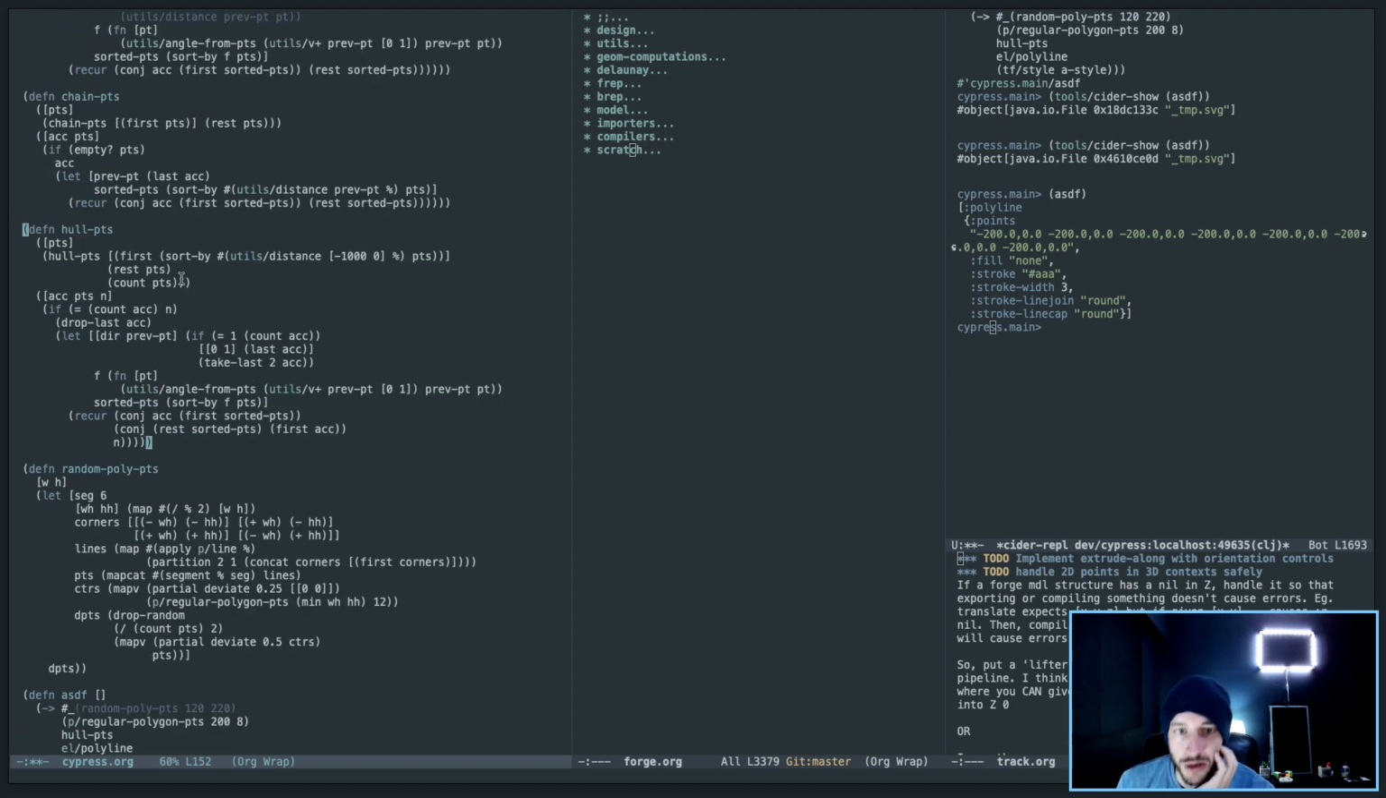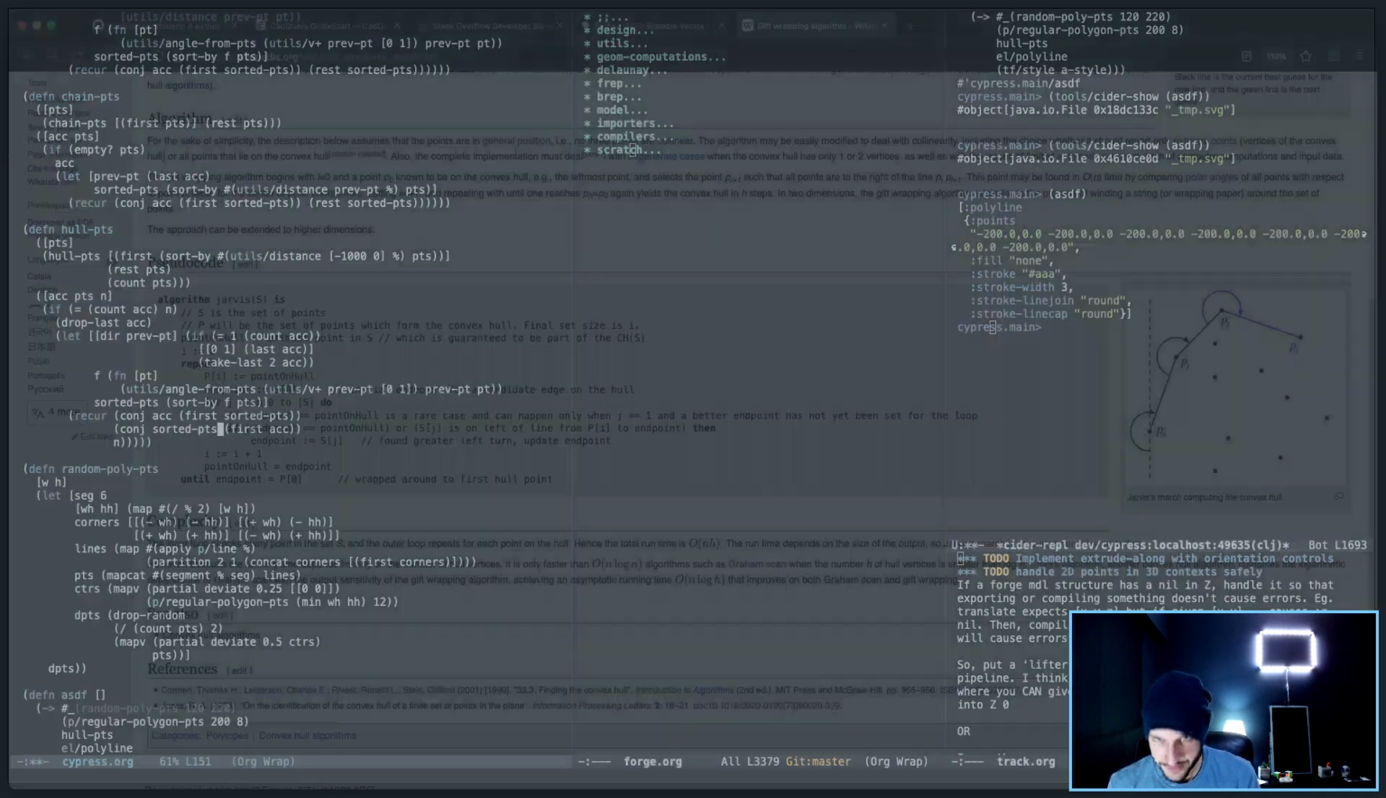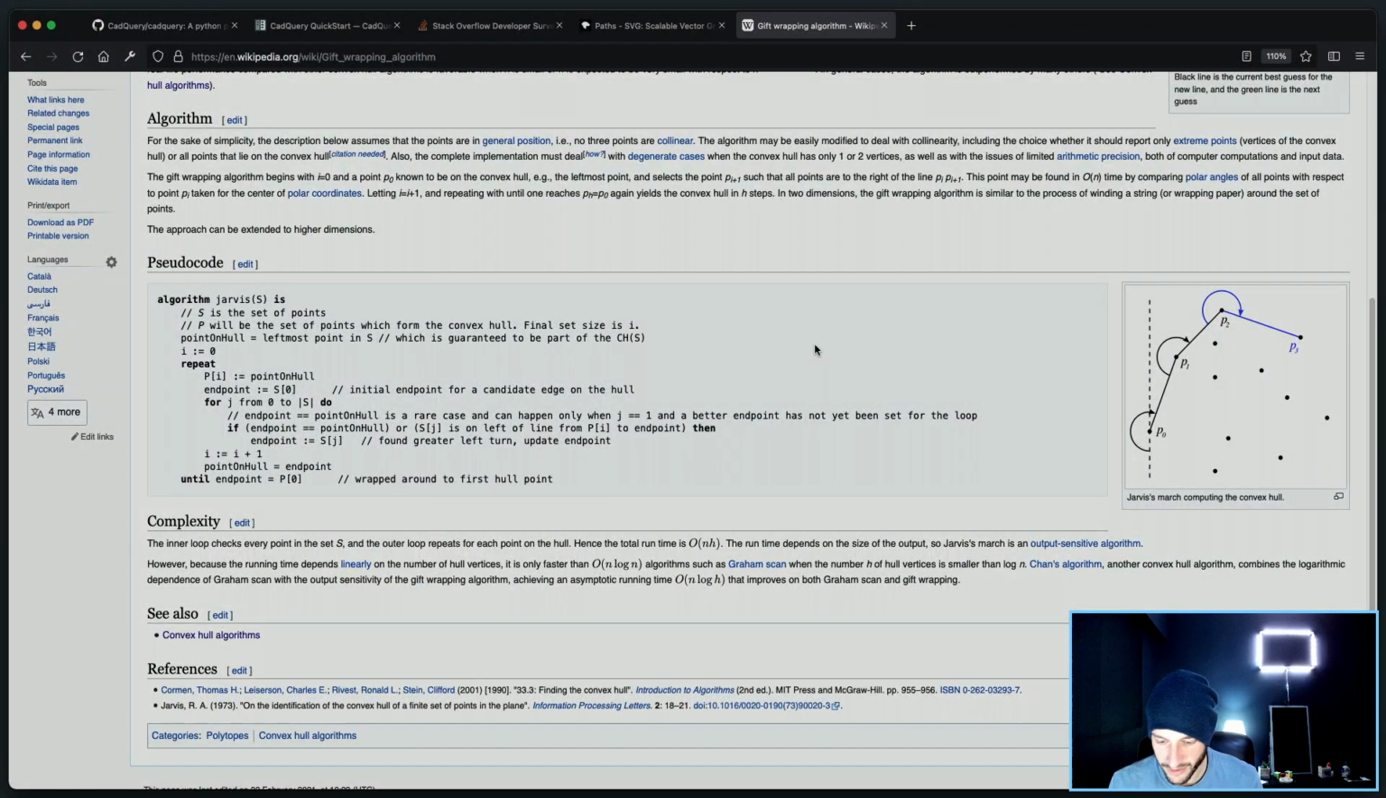All right, so this hull points thing is just incorrect. So basically, the whole idea of this algorithm, thank you, I'm good. Glad to hear it. That is good news.